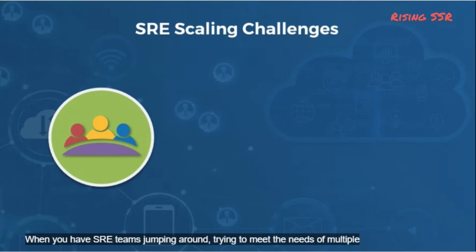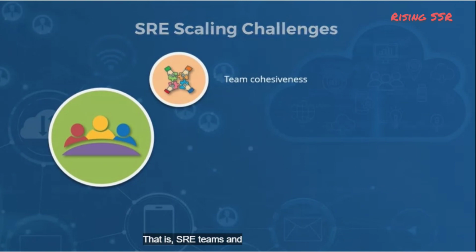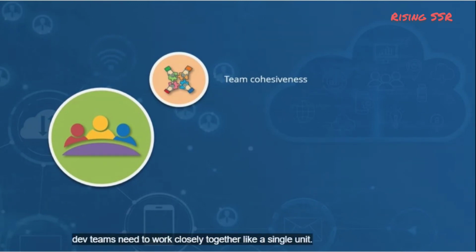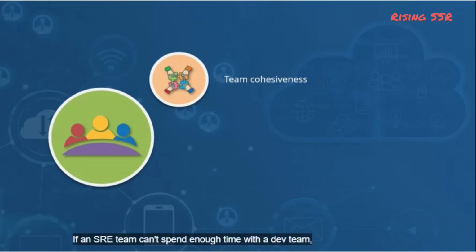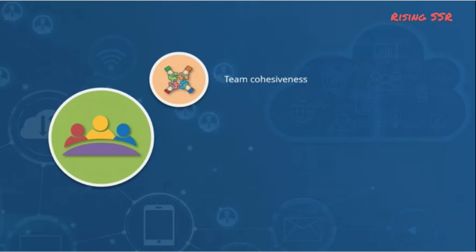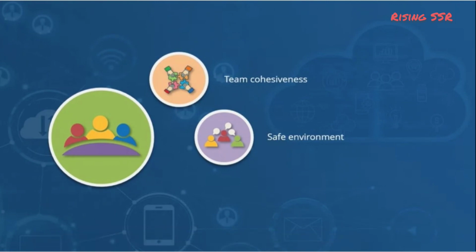When you have SRE teams jumping around trying to meet the needs of multiple development teams, you may lose team cohesiveness. That is, SRE teams and dev teams need to work closely together like a single unit. If an SRE team can't spend enough time with a dev team, this may not happen as effectively. If there's a loss of team cohesiveness, there may also be less of a feeling of openness, that is, a safe environment for asking questions and sharing one's opinions.